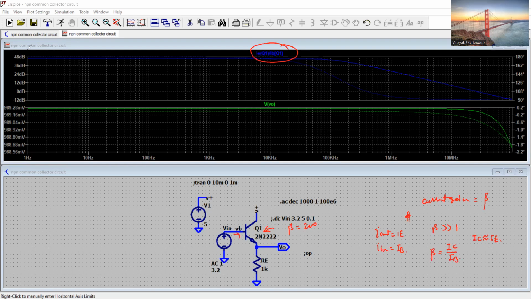So we have a gain of about 40 dB, which is constant up to the frequency of about 200 kilohertz, and that's our first pole. That is the first pole frequency. Thereafter, the gain drops at minus 20 dB per decade. So that's quite useful analysis that we have done.